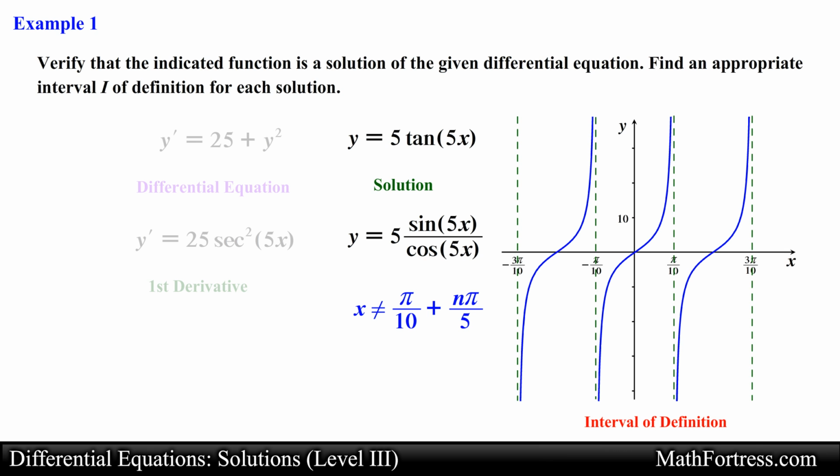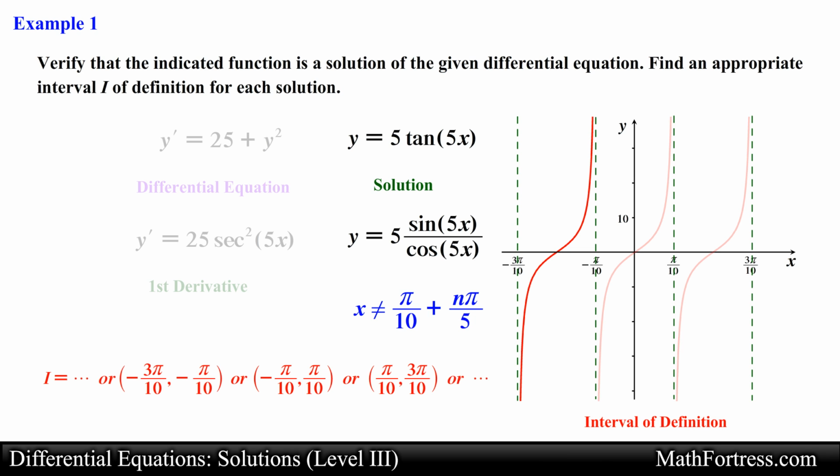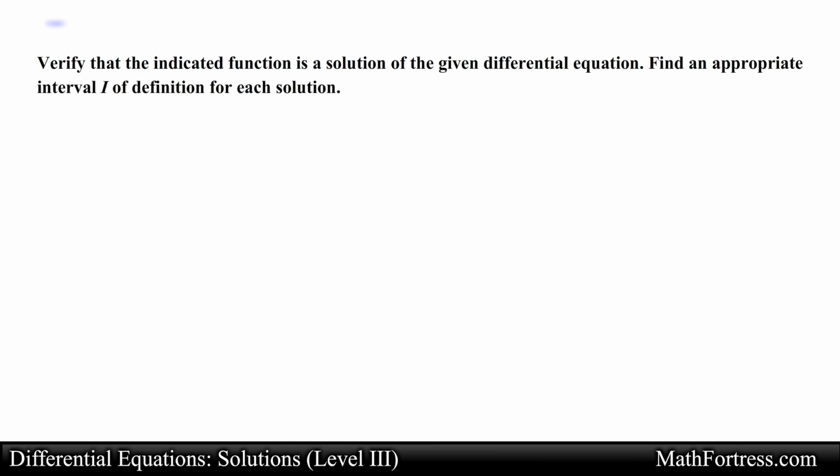Since we want our interval of definition to be as large as possible, we have various intervals to choose from. One region can be the interval from negative pi over 10 exclusive to pi over 10 exclusive. Or the interval can be from pi over 10 exclusive to 3 pi over 10 exclusive, and so on. Notice that the graph of the derivative also contains a similar domain, and thus would have a similar interval of definition. I invite you to explore this on your own. Alright, let's try the next example.